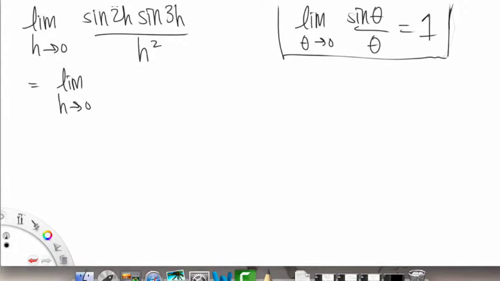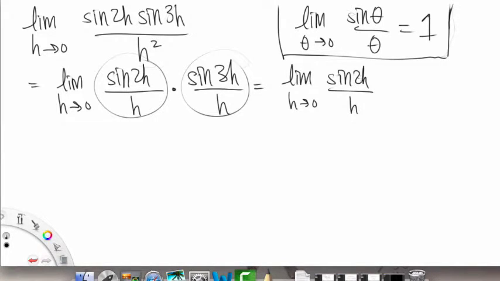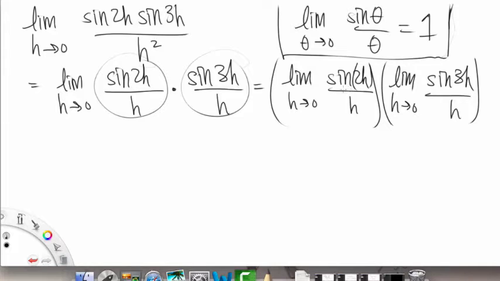So the limit as h approaches 0 of sine 2h over h, then I'm going to multiply it times sine 3h over h. Here I'm just breaking things up. Now I'll use the product law of the basic limit laws to break these two functions up using the limit. So this will be sine 2h over h, and this 2 belongs to the sine, and then this will all be multiplied times a separate limit as h approaches 0 of sine 3h over h. Here we can deal with these separately, and we've seen this kind of problem before. So now we have two examples of that same problem.